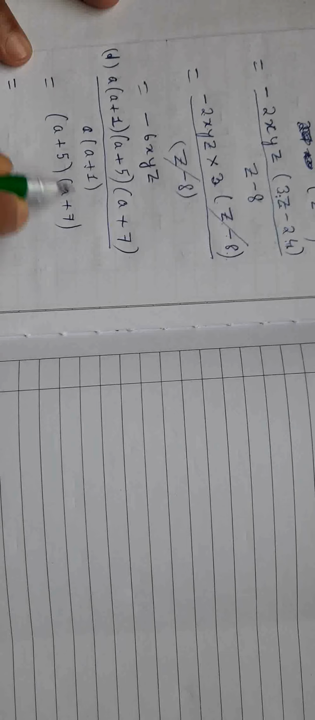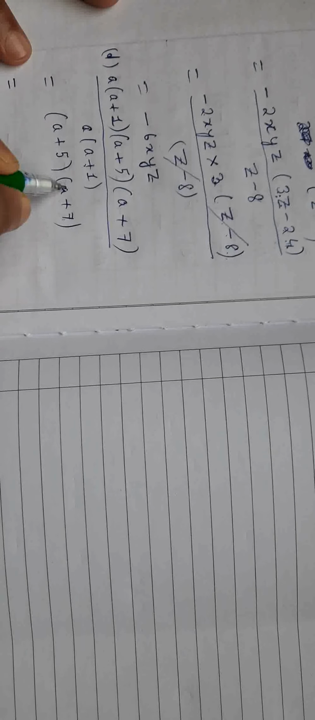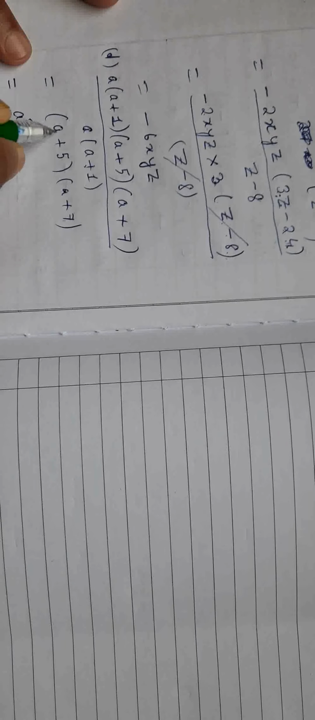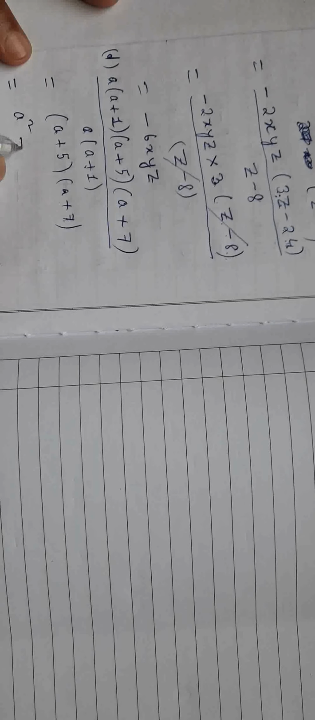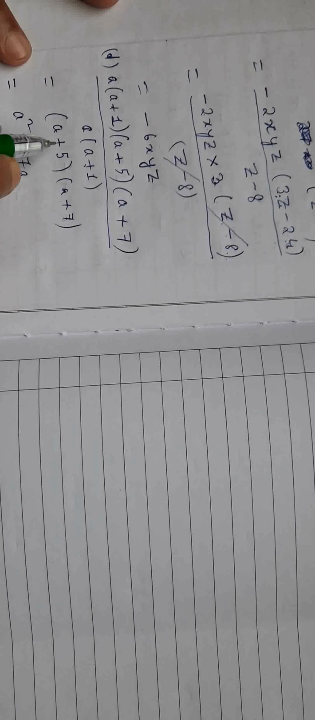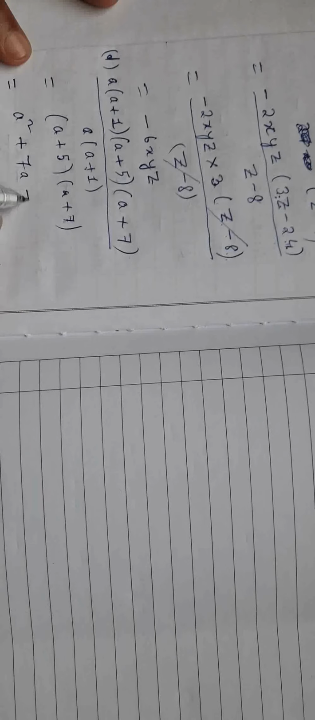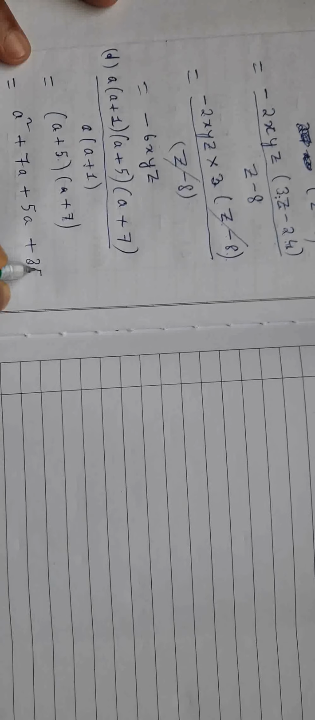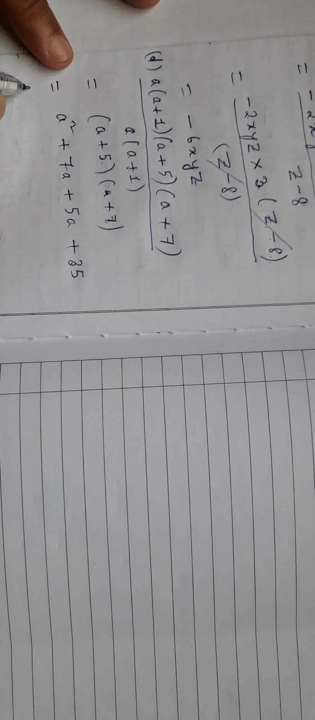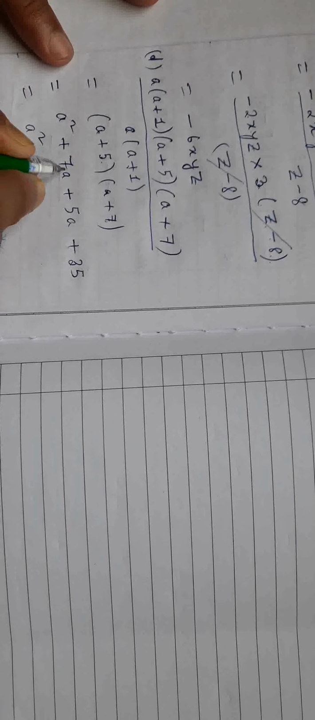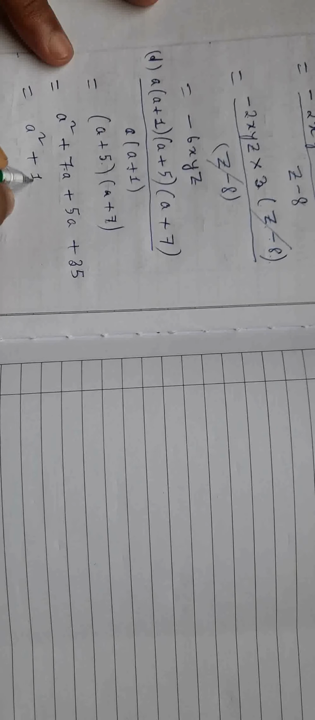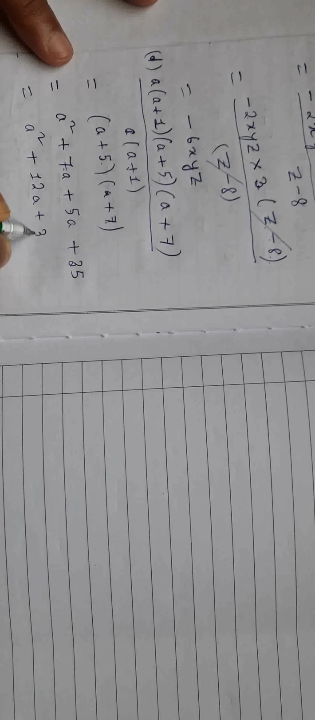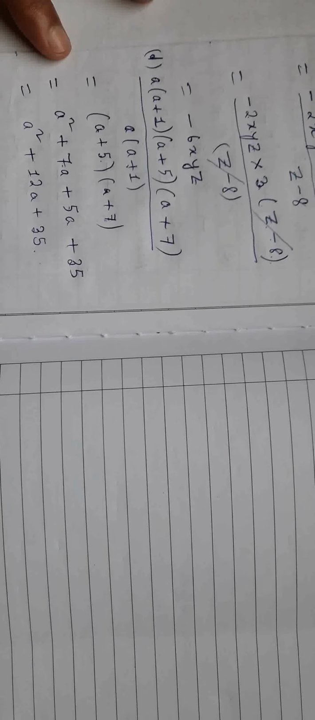Now further we can multiply this: a into a, which is a square, a into 7, so plus 7a, then 5 into a, 5a, 5 into 7, 35. So we get a square, 7 plus 5 is 12, so a square plus 12a plus 35.